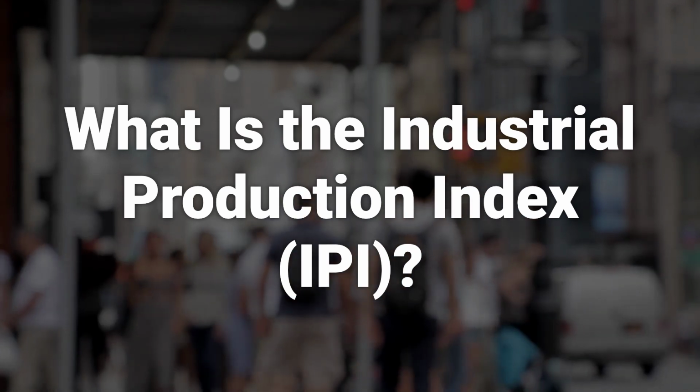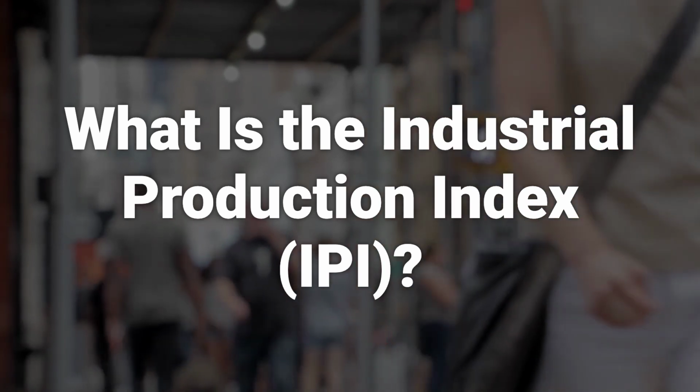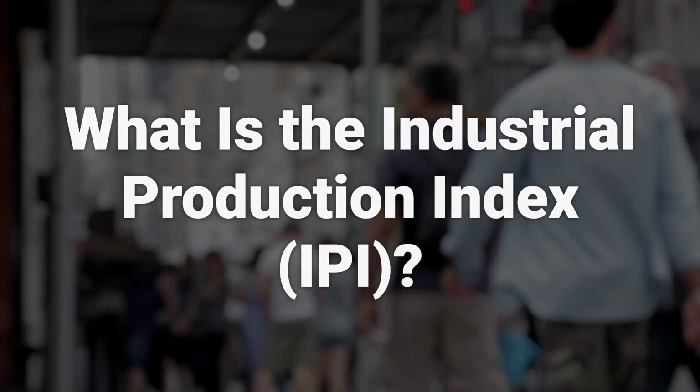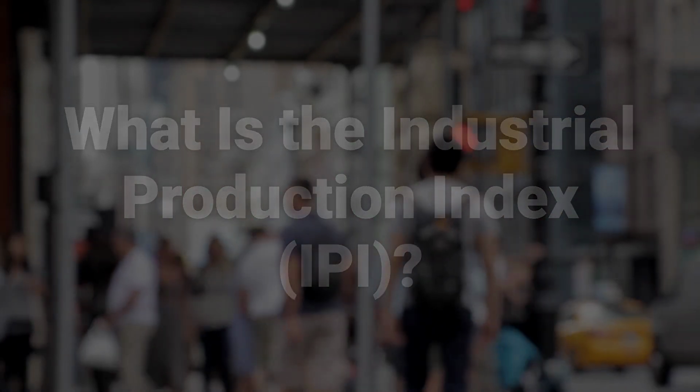It is published in the middle of every month by the Federal Reserve Board, FRB, and reported on by the Conference Board, a member-driven economic think tank. The FRB also releases revisions to previous estimates at the end of every March.